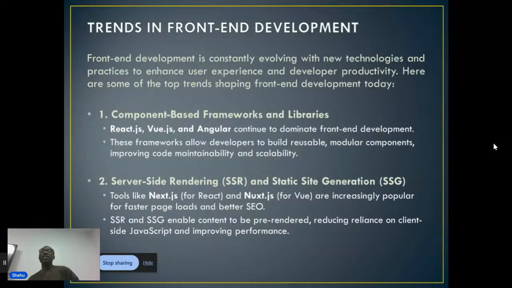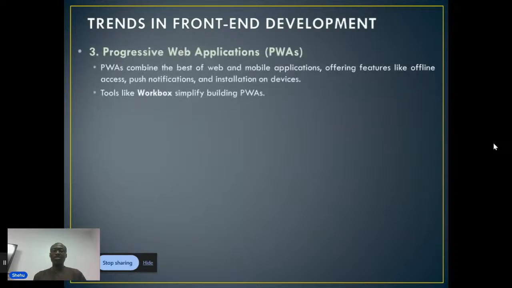Search engine optimization is another thing in front-end development. Server-side rendering and static site generation enable content to be pre-rendered, reducing reliance on client-side JavaScript and improving performance. In the trends, we also have progressive web applications. Progressive web applications combine the best practices of mobile and web applications, offering features like offline accessibility, push notifications, and installation.